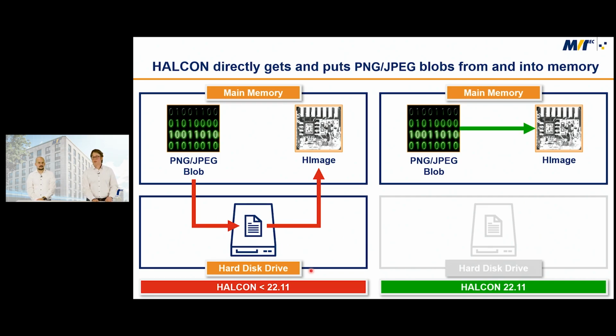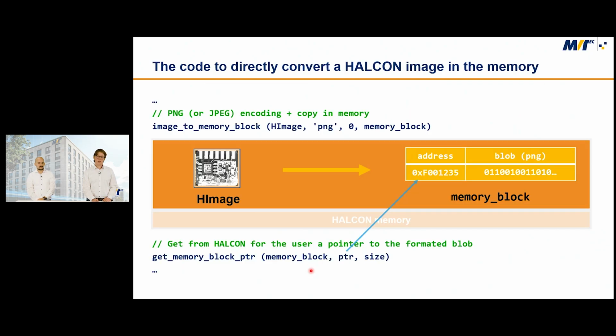So let's take a detailed look into this. For the conversion of H images to PNG and JPEG blobs, we just need image to memory block. And then to use that memory block in external applications, we just get an external pointer that we can then use in external applications from that memory block with get memory block pointer.